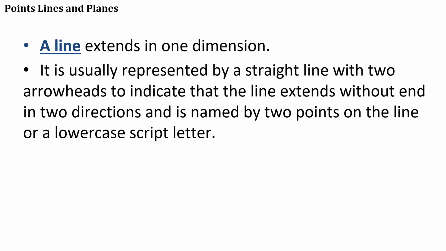A line extends in one dimension. It's usually represented by a straight line with two arrows indicating that the line extends without end in two directions and is named by two points on that line. Even though you have a bunch of points in a line, with just two of those points, you can actually name that line and say what I'm talking about is that line specifically. You can also call it with a lowercase script letter.